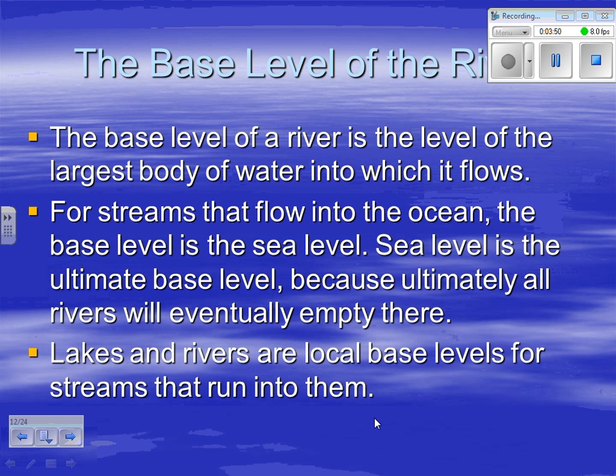The base level of the river. Base level of a river is the level of the largest body of water into which it flows. For streams that flow into the ocean, the base level is sea level. The base level of the Fox River is the Bay of Green Bay. Sea level is the ultimate base level because ultimately all rivers will eventually empty there. Lakes and rivers also are local base levels for streams that run into them.